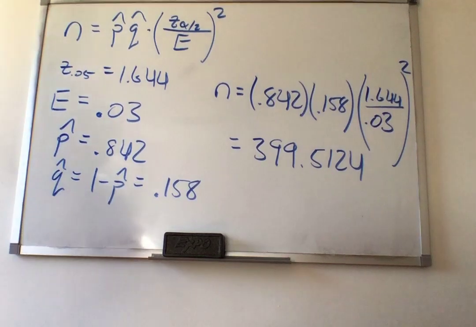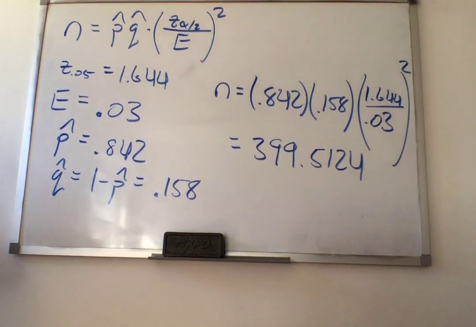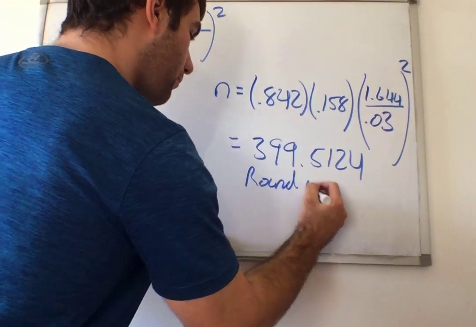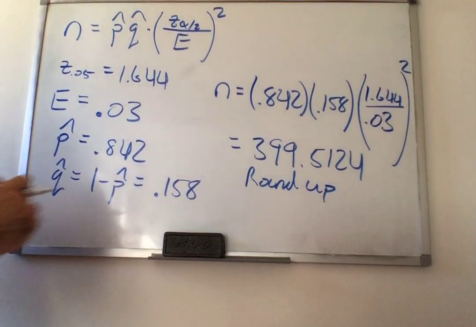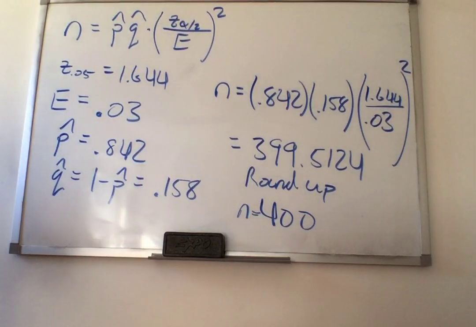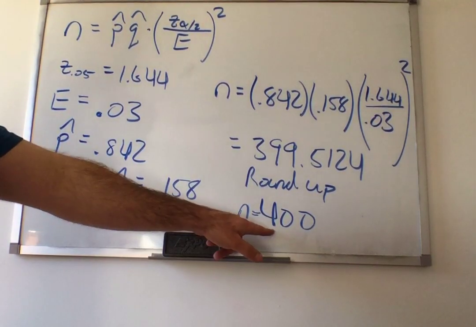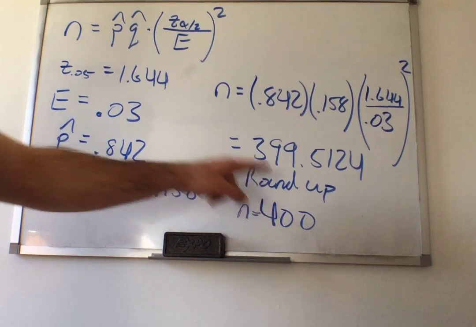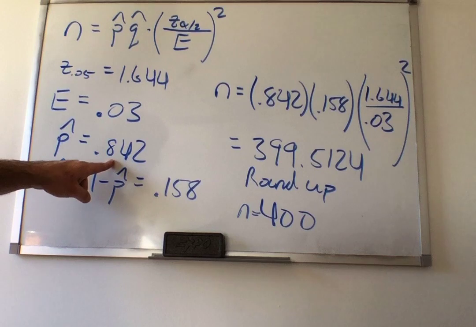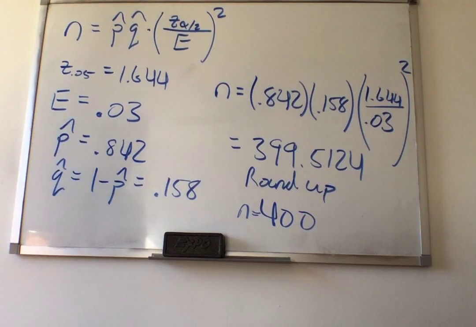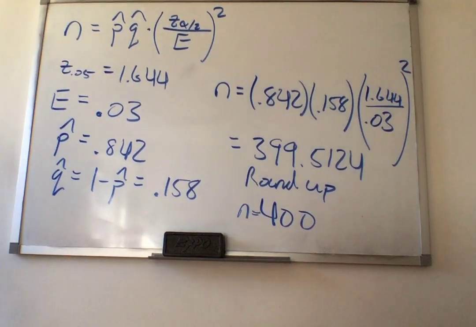So, try to think. Remember, what did we say? Did we round up or did we round down? You're always going to round up. So we need to survey 400 people to ensure that any confidence interval that we construct with this population proportion will be within 3 percentage points of our point estimate. Okay?